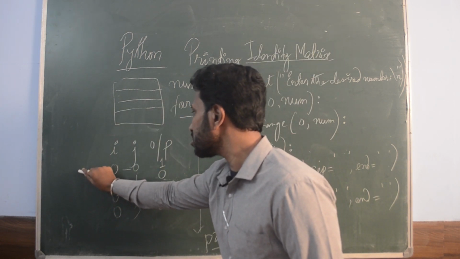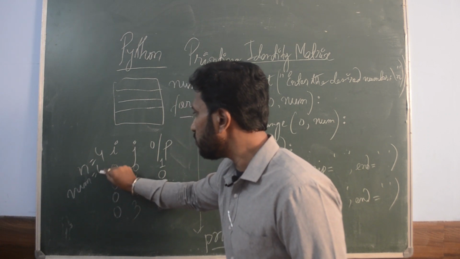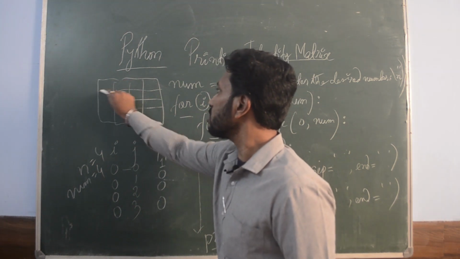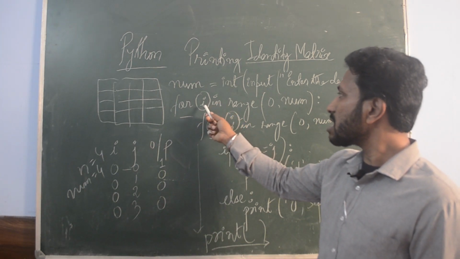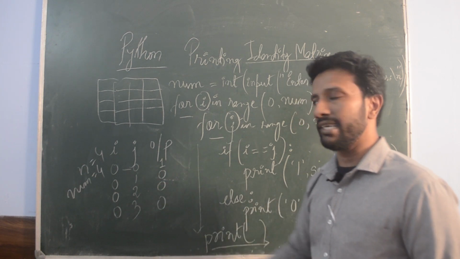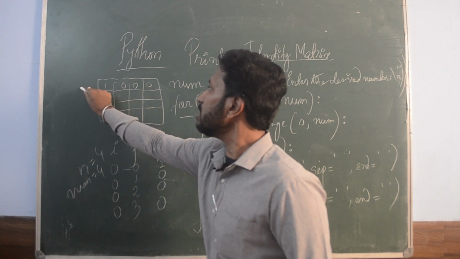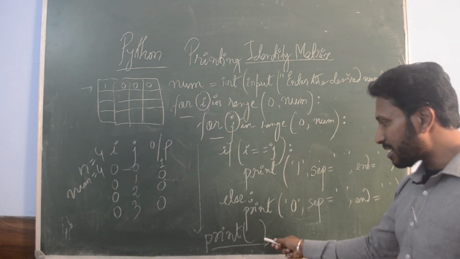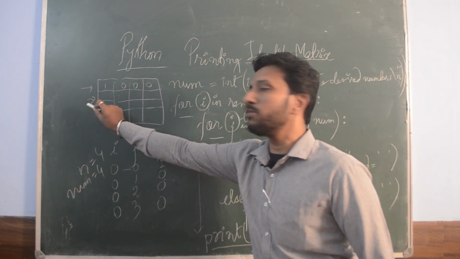Suppose this is for n equal to 4, or the number equal to 4. 1, 2, 3 and say this is 4. Okay. Now in the first iteration, I will be 0 and these are the values of j. 0, 1, 2 and 3. So 1, 0, 0, 0. This is the first row. And now after this, because of this print statement, it will go out and go to the next line. Control will be going to the next line.